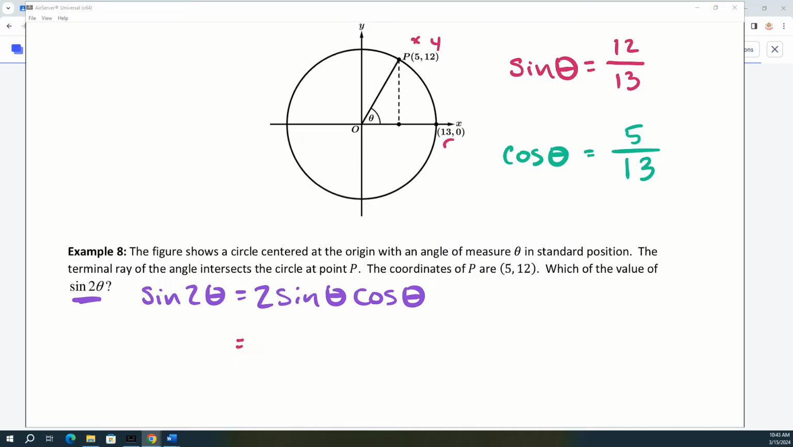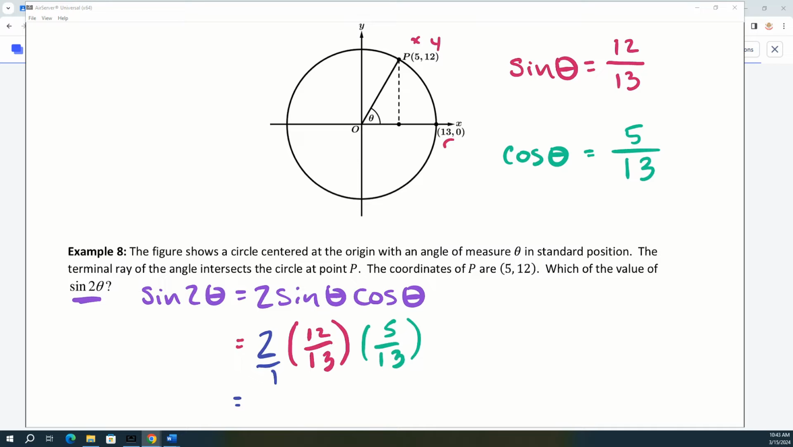Once we know those things, we can substitute them into the formula. For sine of theta, I know it's 12/13, so I'm just going to make it 12/13. And the cosine of theta, we just said, is 5/13. For the sine of 2 theta, I would just multiply all those together. If you struggle a little bit with fractions, you might want to put 2 over 1. That's up to you. We're going to multiply across the numerator and across the denominator.